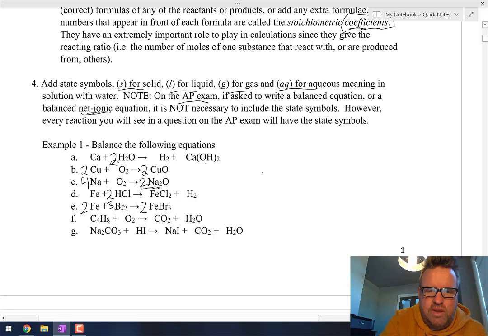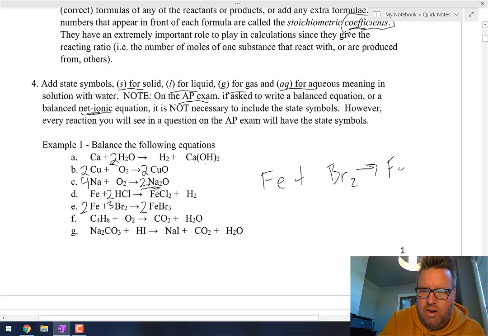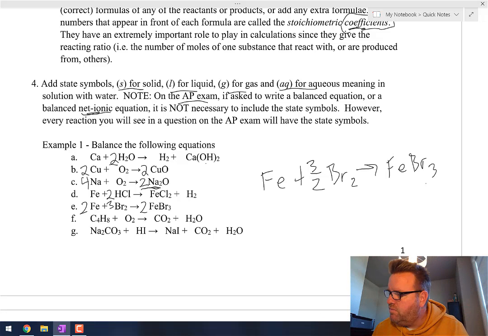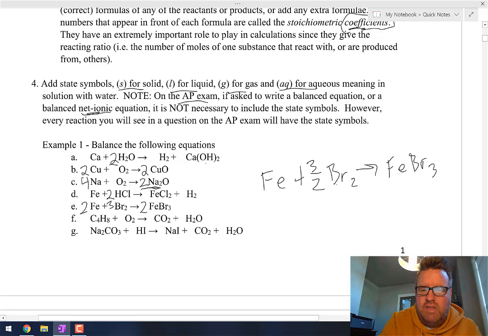Now, you will see sometimes, they'll never tell you to do this, but you may see them sometimes. For example, on this very one right here, you could see something like this, where if they write the balanced equation, they might put a 3/2 right there. Because if you have 1.5 bromines, well, then that's 3 bromines all total on the product side. 3/2 Br2 equals 3 bromines.